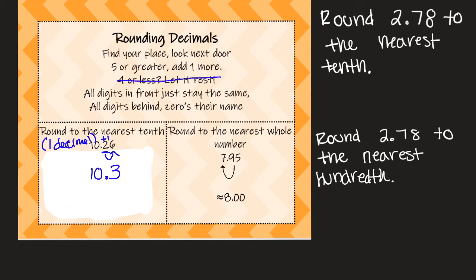And I can skip this one. All digits in front stay the same, so that 10 stayed the same. And all digits behind, 0 is their name. So I could put a 0 instead of that 6. Or since 0 is like a placeholder and there's no hundredths right there, I can just do 10.3. Either one is fine. Okay?